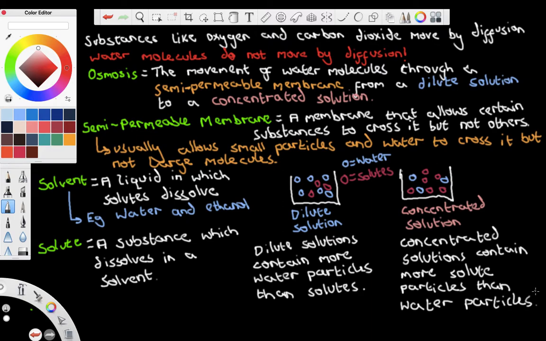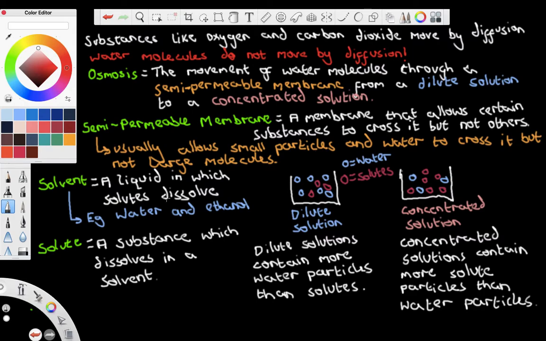So we've said that substances like oxygen and carbon dioxide move by diffusion. Water molecules do not move by diffusion. Instead, they move by something called osmosis. Osmosis is the movement of water molecules through a semi-permeable membrane from a dilute solution to a concentrated solution. A semi-permeable membrane is a membrane that allows certain substances to cross it, but not others. It usually allows small particles and water to cross through it, but not large molecules.